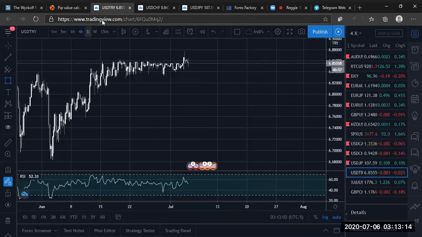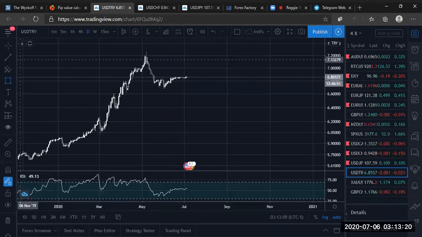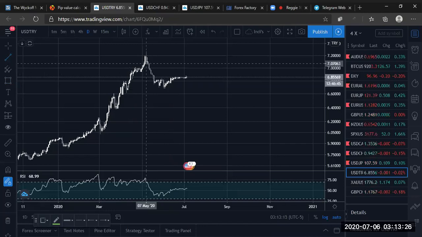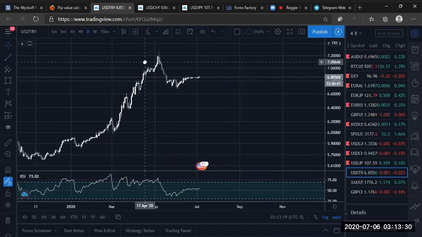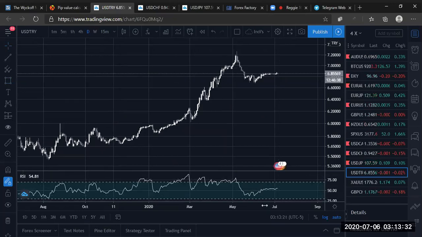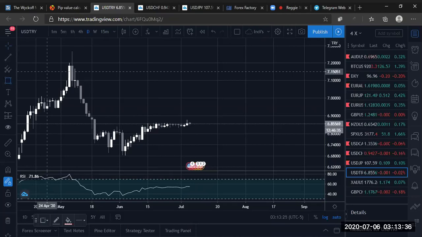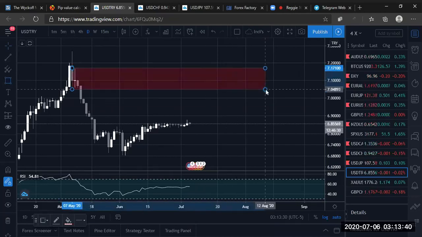USD Turkish. This is just something I'm looking at. Me and another great trader, we were just talking about looking into it. He was saying that he was looking for a sale, and I was like, yeah, that sale could be cool, but I'm actually looking for, if it does look for a sale, I'm just gonna trade it with him because it's an exotic pair.